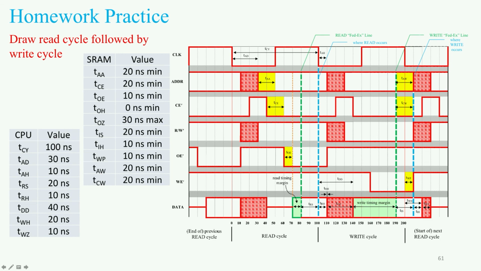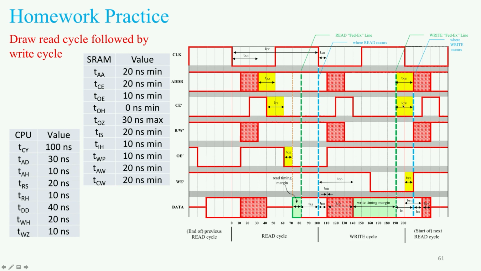This is usually bigger than the read timing margin because reads are slower, because you have to go to SRAM and get the value. So you might ask the question, why do I even care about TAW, TCW, and TWP? Generally, you don't really care about these things. You just have to make sure that their timing is actually satisfied.